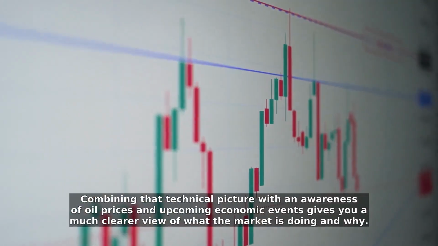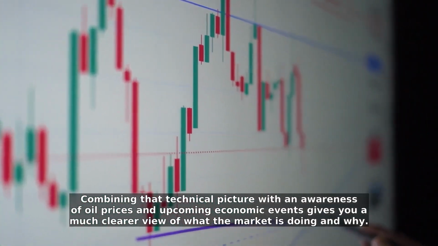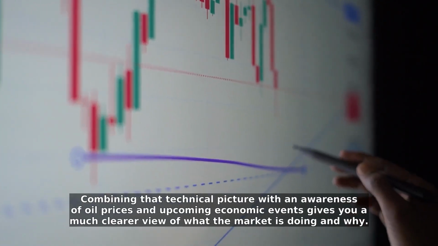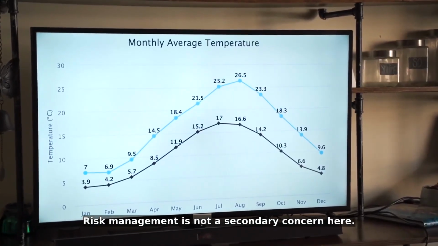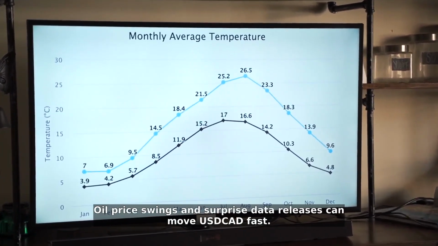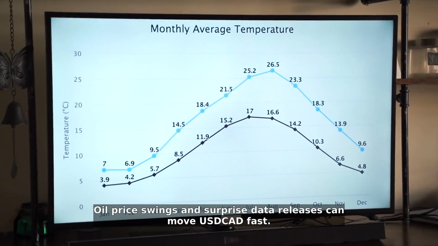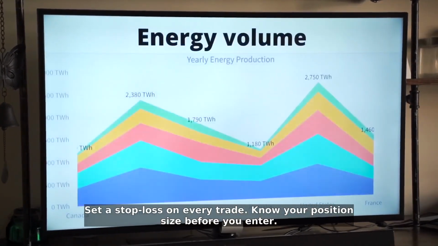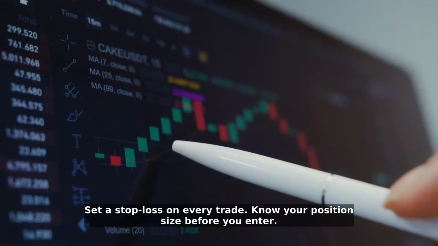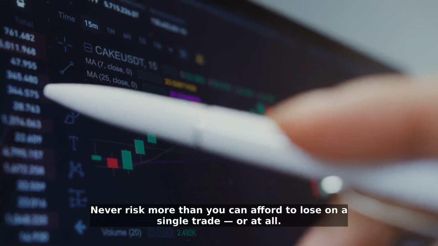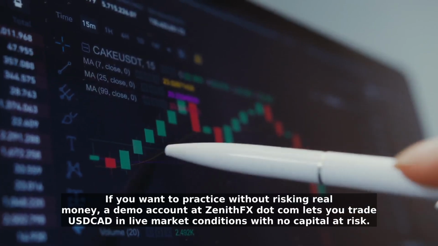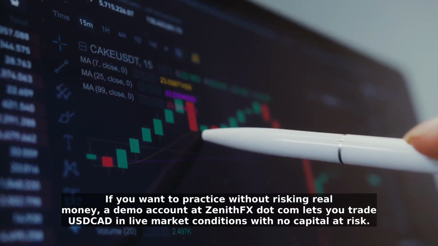On the technical side, this pair tends to trend well, especially when oil is moving in a clear direction. Moving averages, trend lines, and momentum tools, like the Relative Strength Index, can help you identify where a trend is strong and where it may be losing steam. Combining that technical picture with an awareness of oil prices and upcoming economic events gives you a much clearer view of what the market is doing and why.